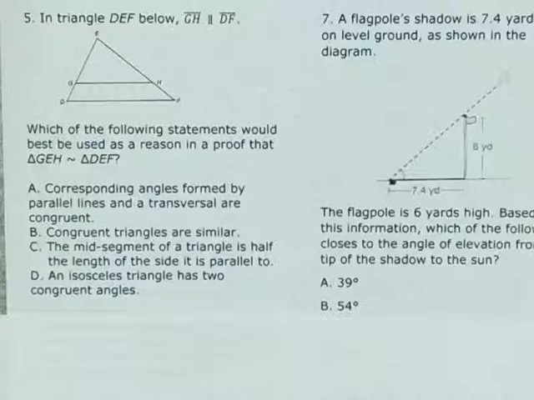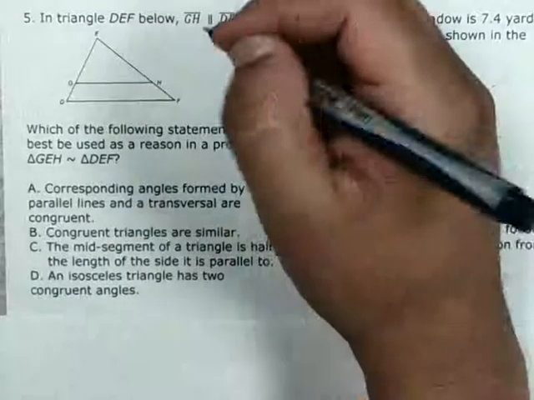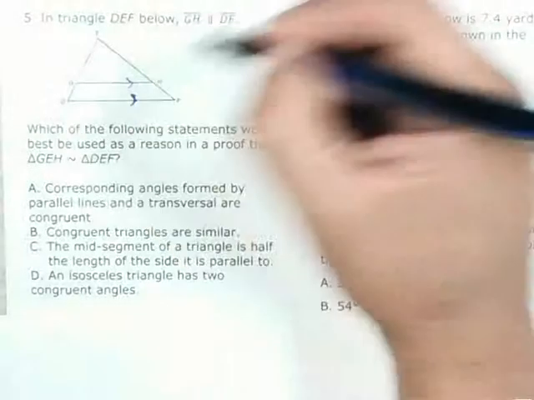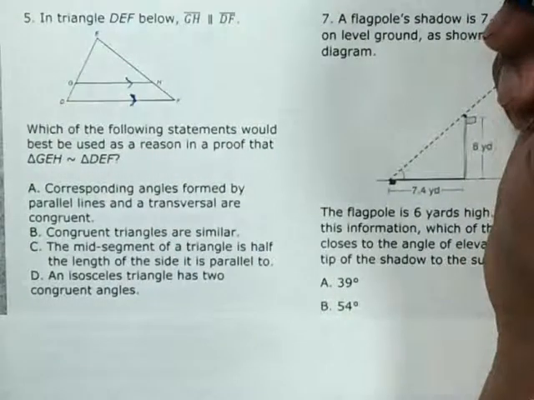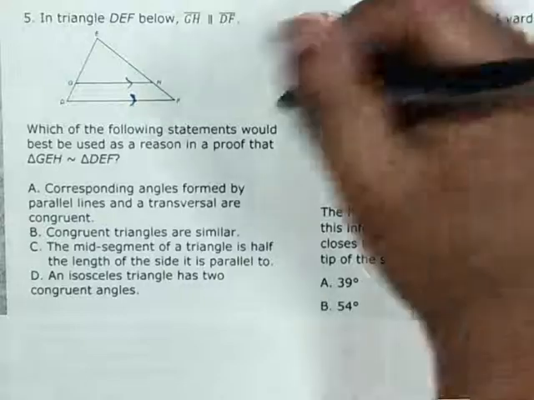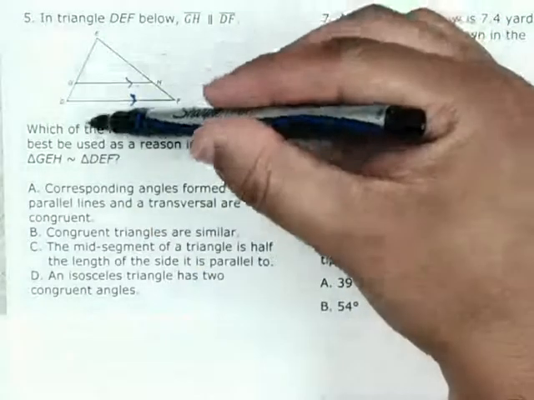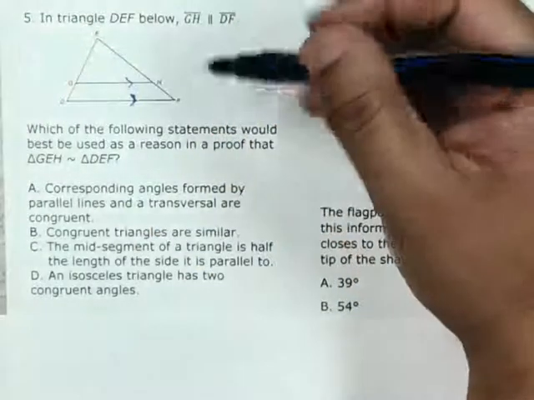And now let's look at this number 5. In triangle DEF below, GH is parallel to DF. Which of the following statements would best be used as reason and proof that GEH is similar to DEF? Okay, I kind of talked about this earlier. For them to be similar, the angles have to be congruent and the sides have to be proportional.